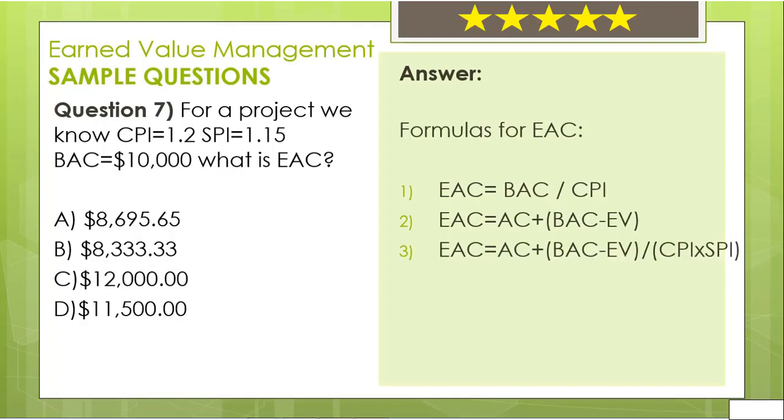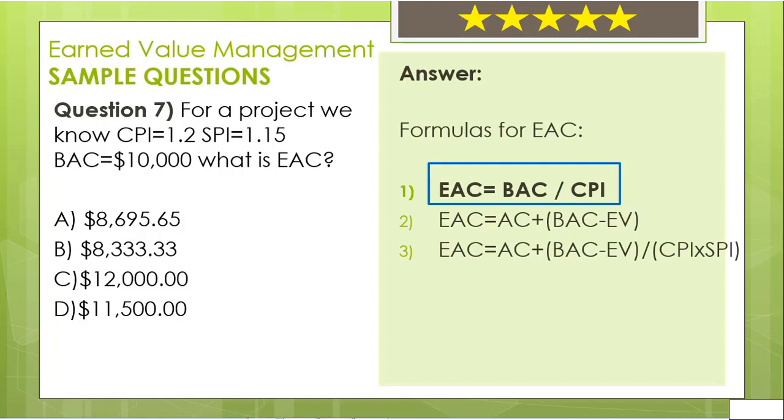Formulas for estimate at completion are: EAC equals budget divided by Cost Performance Index; EAC equals actual cost plus budget minus earned value; EAC equals actual cost plus budget minus earned value divided by the result of Cost Performance Index times Schedule Performance Index. As you can see, since we don't have any information about the actual cost and the earned value, we can only use the first formula for EAC.